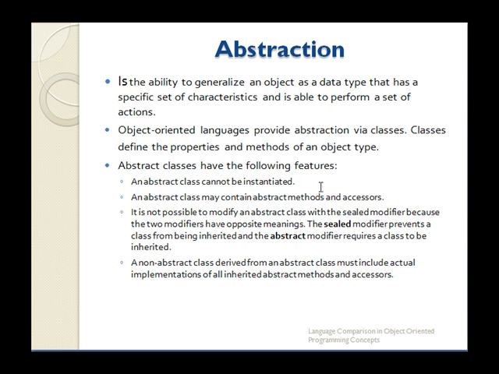An abstract class cannot be instantiated. Next, an abstract class may contain abstract methods and accessors. It is not possible to modify an abstract class with the sealed modifier because the two modifiers have opposite meanings. A sealed modifier prevents a class from being inherited, and the abstract modifier requires a class to be inherited. A non-abstract class derived from an abstract class must include actual implementation of all inherited abstract methods and accessors.